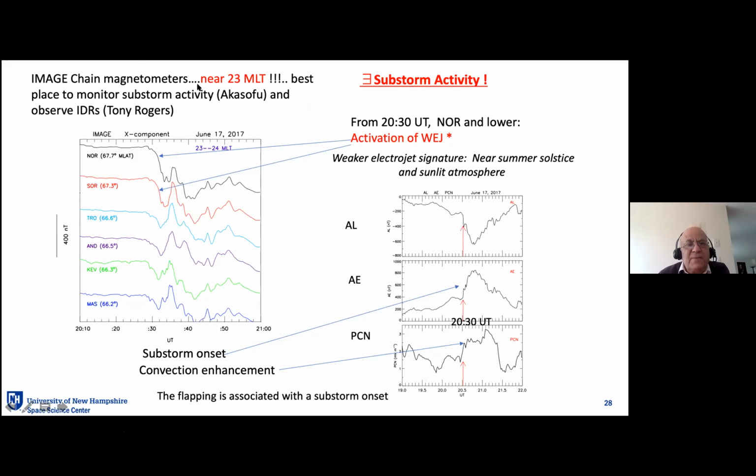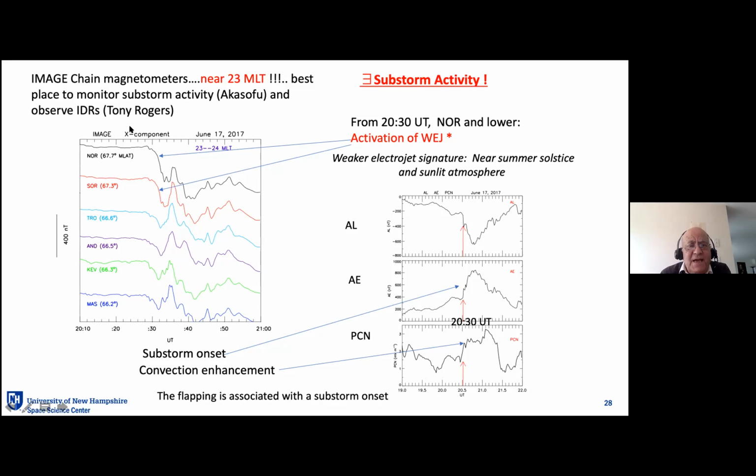First of all, we have the IMAGE chain magnetometers. They are situated in the Norwegian channels here. At this time, they would be at 23 magnetic local time. This is a bonus from heaven, truly, because 23 MLT is the place where Akasofu in 1964 noticed that this is the ideal place to see a substorm onset. And even more so because Tony Rogers, only a year or so ago, showed that 23 UT is where you are likely in the tail to observe reconnecting signatures, reconnecting current sheets, IDRs.